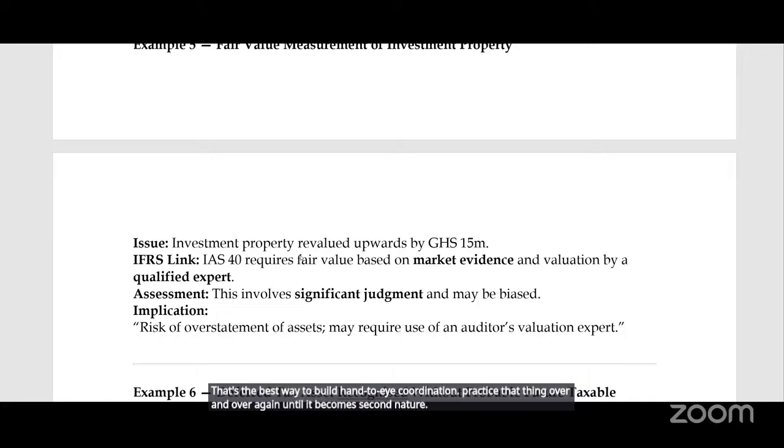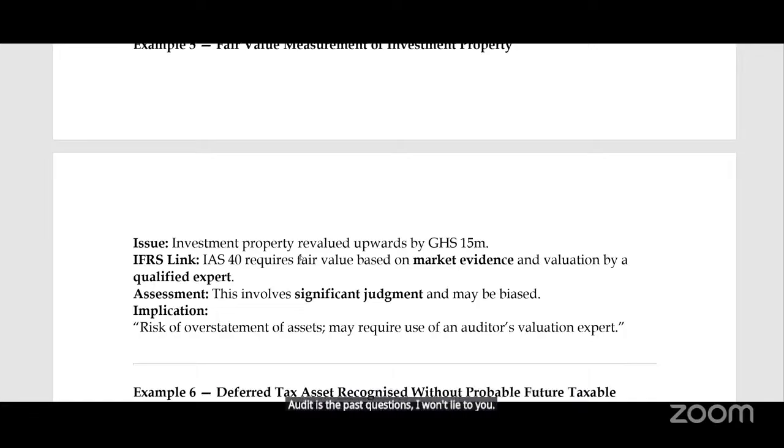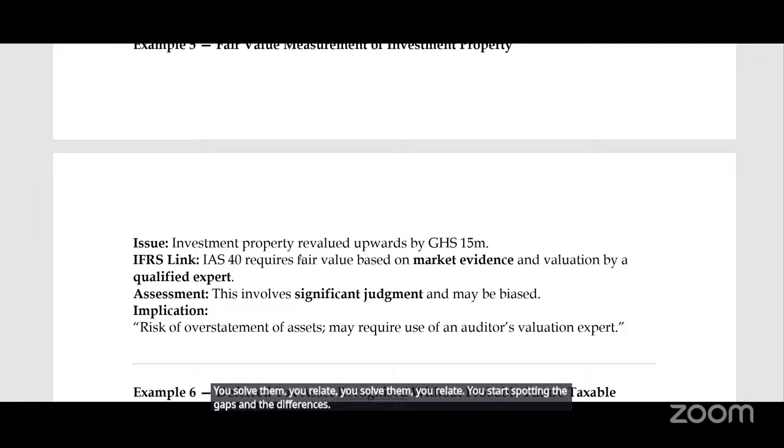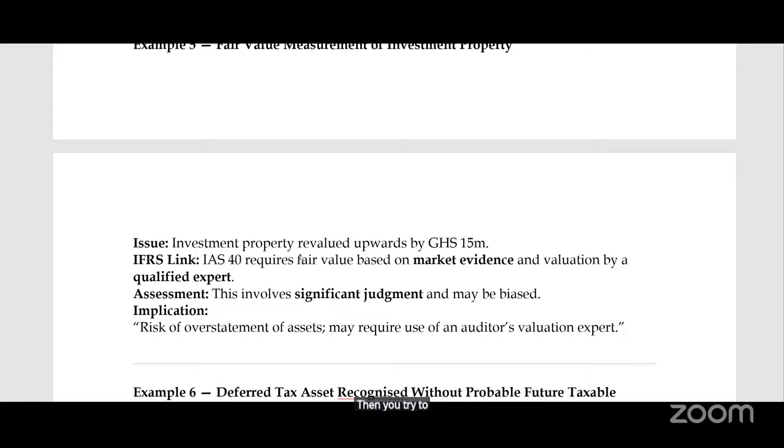Audit is the past questions. I won't lie to you. You solve them, you relate. You solve them, you relate. You start spotting the gaps and the differences. Then you try to tie them together. That is the thing. And you will be fine.